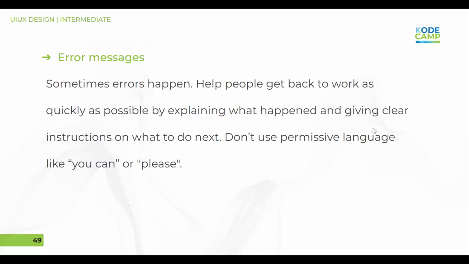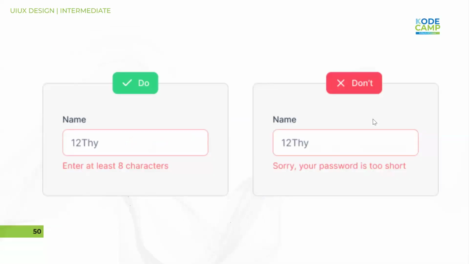All right, so looking at this example, when an error message is coming up, tell users what they actually need. Because if I said, sorry, your password is too short, well, what do you mean by too short? What is too long for a password? The first one tells users to enter at least 8 characters, whereas on my far right, we are saying sorry, your password is too short.